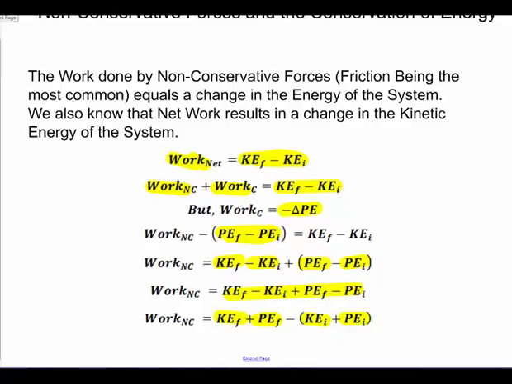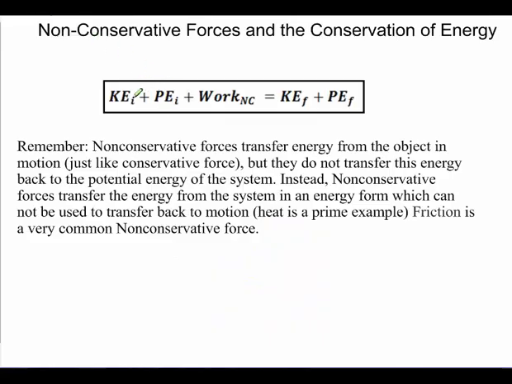If I rearrange everything, I get this equation here. And this is what we're going to pretty much use in this video: the initial kinetic energy plus the initial potential energy plus the work done by non-conservative forces must equal the final kinetic energy plus the final potential energy. Now we remember that non-conservative forces transfer energy from the object in motion, just like conservative forces, but they do not transfer this energy back to the potential energy of the system.